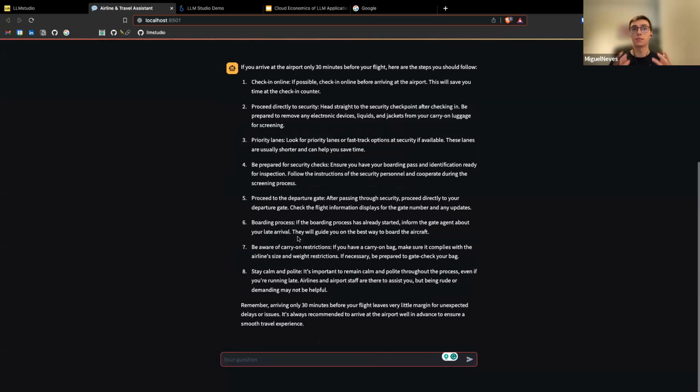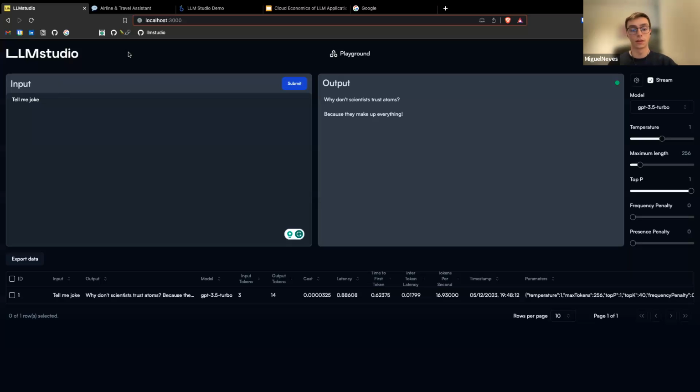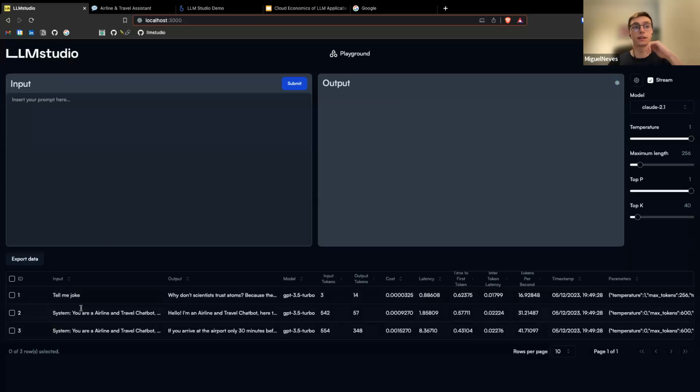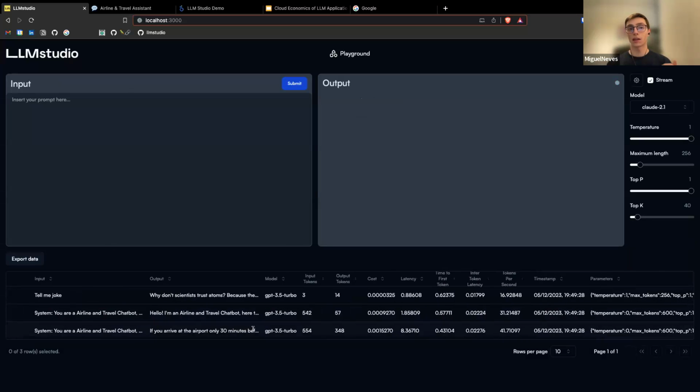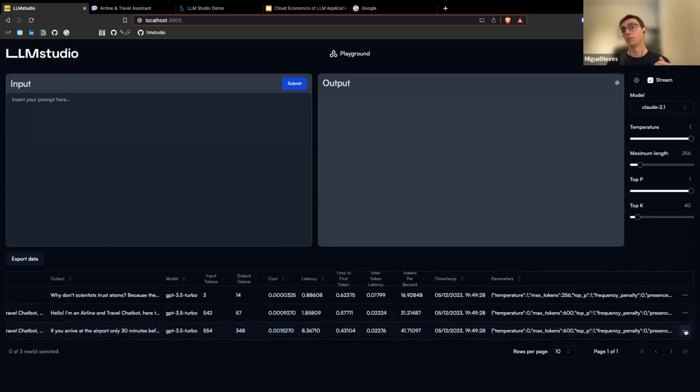And the interesting thing about this is because we are using LLM Studio behind this, actually all of this is being logged in real time. And we can use the UI in order to see this. So let's go back to the UI. If I refresh this, you can see that now the inputs and outputs, which I just did, appear here, along with all of the logging. So you can see the input tokens used, the cost, the latency, and whatnot, the parameters, etc. And if you actually want to deep dive into one of them, you can go here and just click Restore.